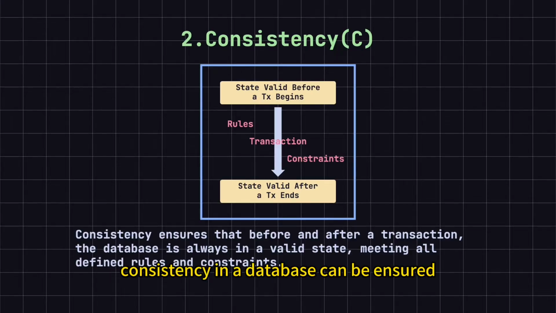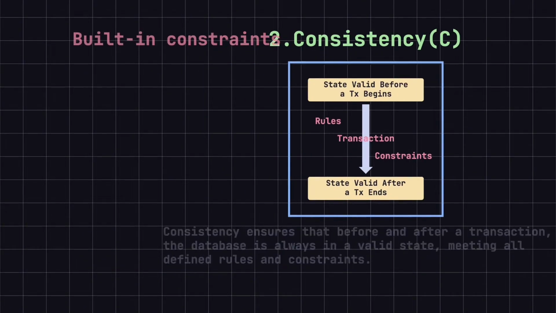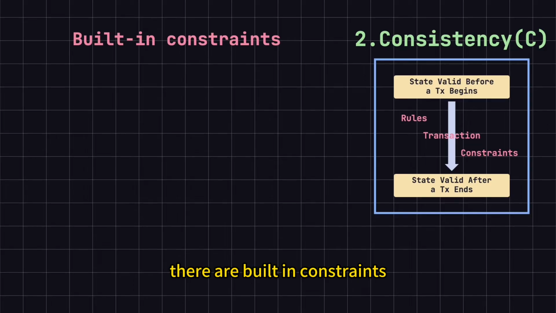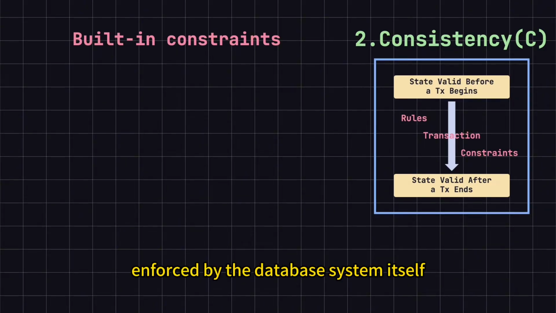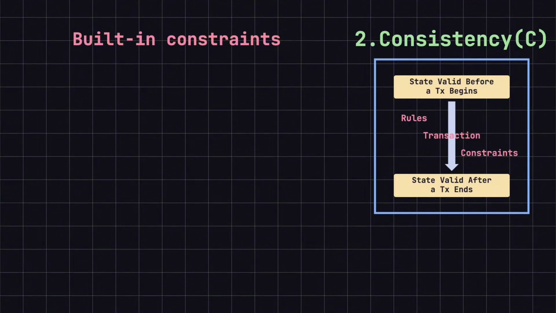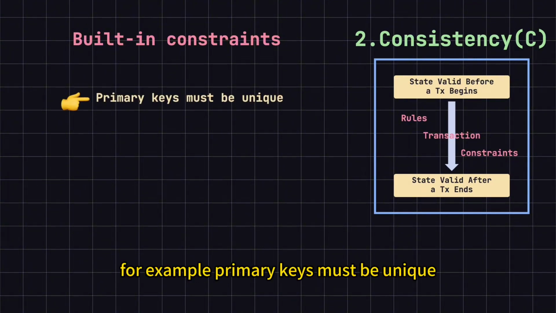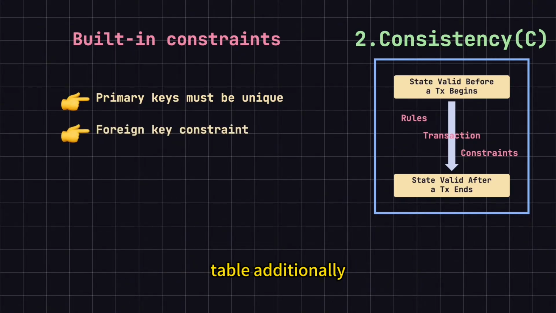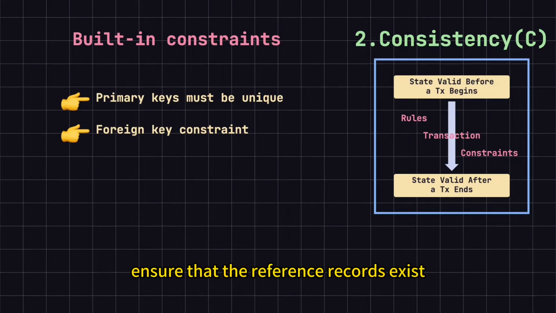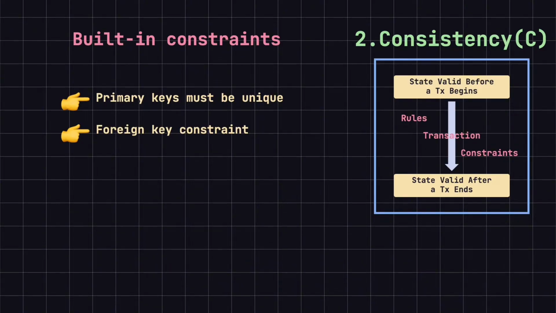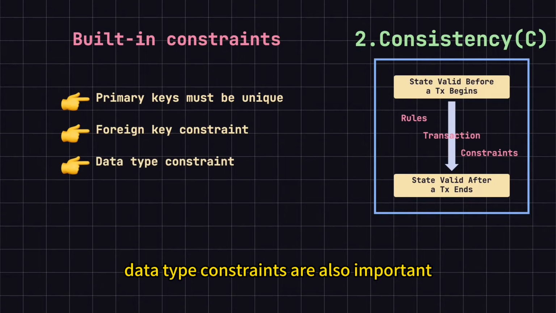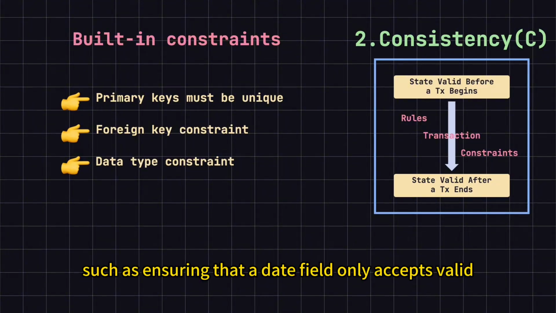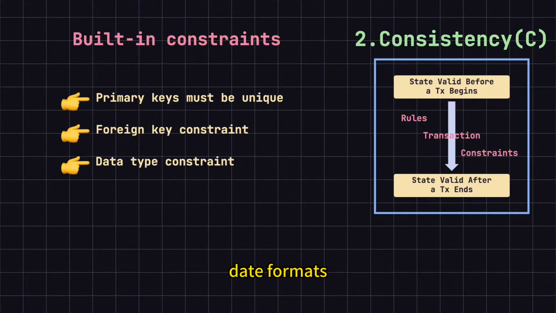Consistency in a database can be ensured in several ways. First, there are built-in constraints. These are the rules enforced by the database system itself to maintain consistency. For example, primary keys must be unique, meaning no duplicate values are allowed for primary keys in a table. Additionally, foreign key constraints ensure that the referenced records exist. Data type constraints are also important, such as ensuring that a date field only accepts valid date formats.